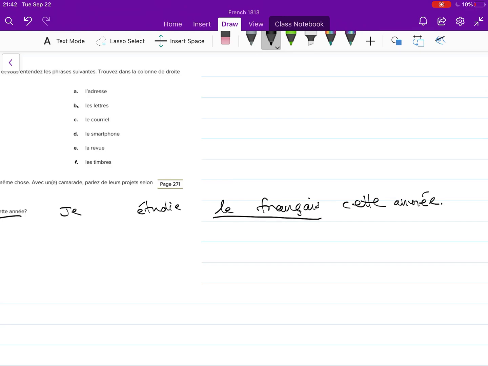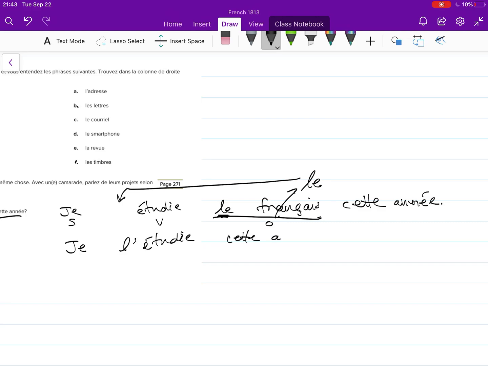I look at this and I say, okay, this is my subject, this is my verb, this is my object. Le français is going to get replaced with what? Me, te, nous, vous, or le, la, les. Le français will get replaced with le. I will move it in before my verb. Je, l' apostrophe because of the vowel: je l'étudie cette année. I'm studying it this year.